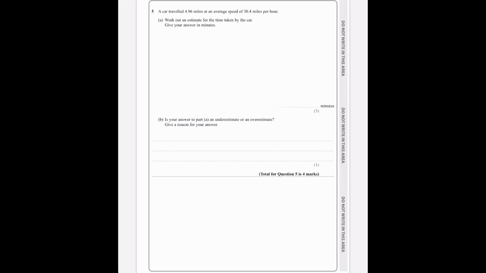Question 5, we've got a car travelling 5 miles at a speed of 30 miles an hour. So 5 over 30 is the same as 10 over 60 to turn it into minutes, so it's going to be 10 minutes.